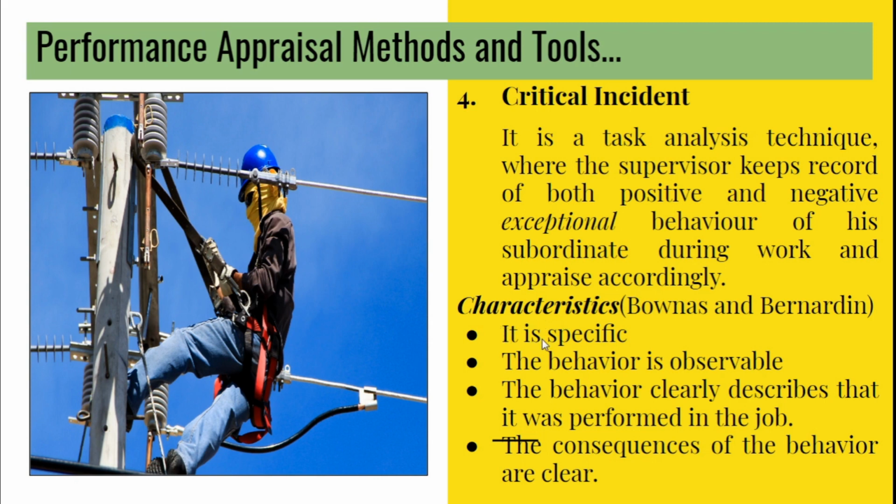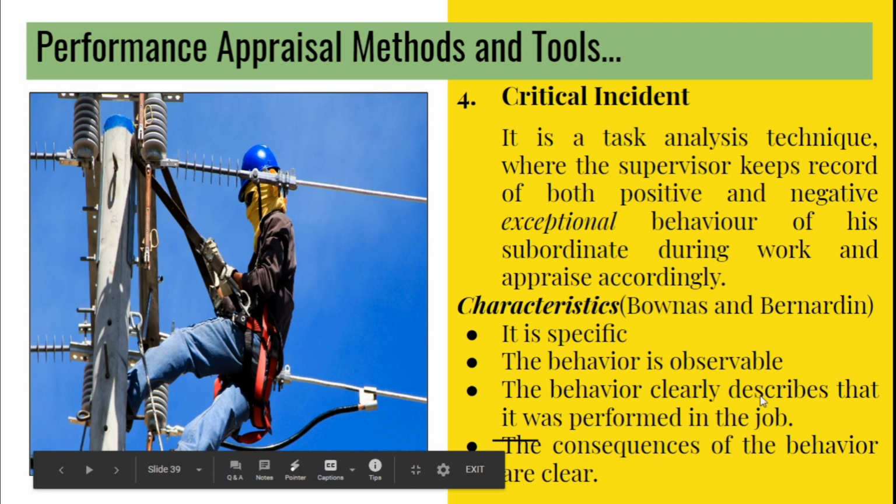The first is it should be specific. Then we have that the behavior is observable. By observable, we mean that the behavior is identifiable and has been or could be exhibited on the job. The third characteristic is that the behavior clearly describes that it was performed in the job.